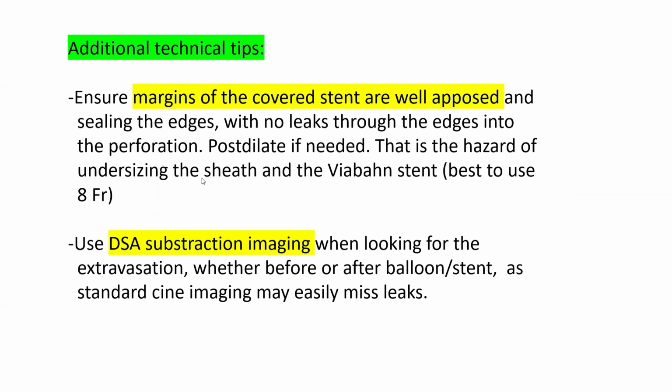This is the hazard of undersizing the sheath to 7 French, for example, and undersizing your Viabahn stent. It's best to use 8 French when you decide to stent. Another very important tip is to use digital subtraction angiography imaging when looking for a leak or perforation, whether before or after balloon stenting, as the standard cine imaging may easily miss leaks.